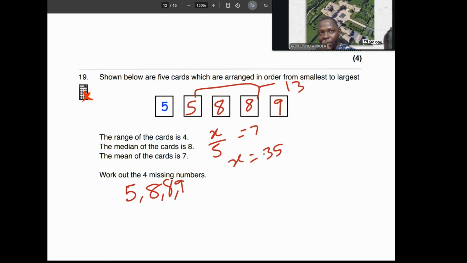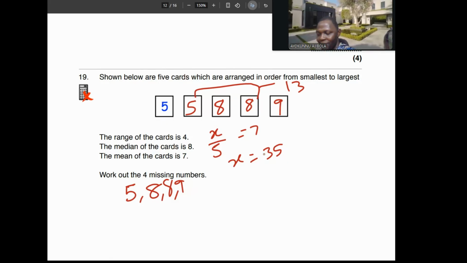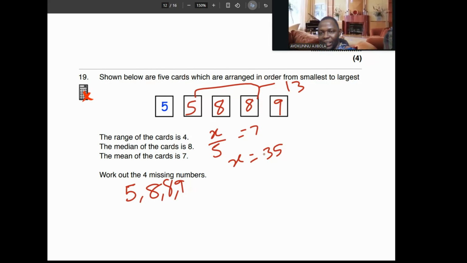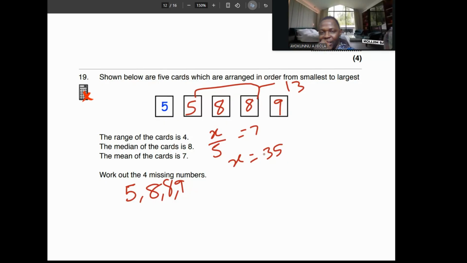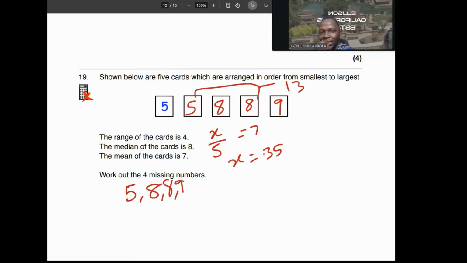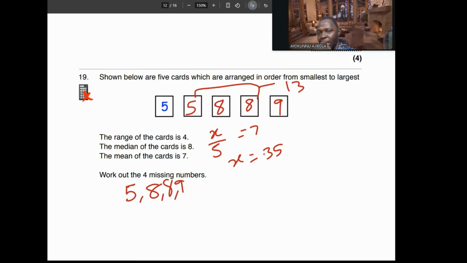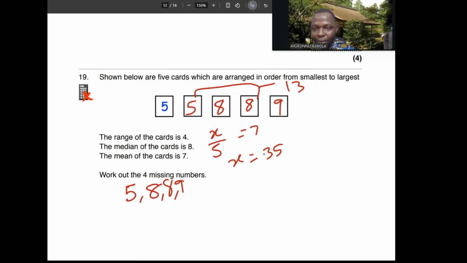19 was a hard one. I got 8, 11, 8, and 3. Okay, what did they get? They got 5, 5, 8, 8, 9. Yeah. So the missing numbers are 5, 8, 8, 9. Okay, how did I get this?